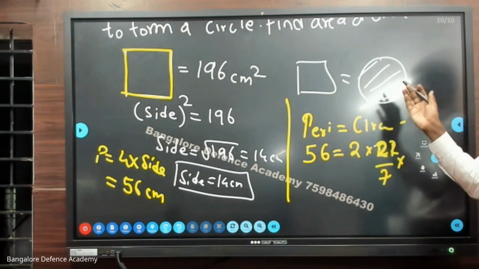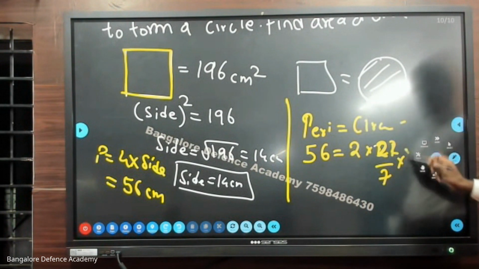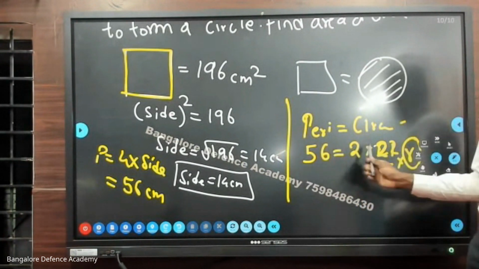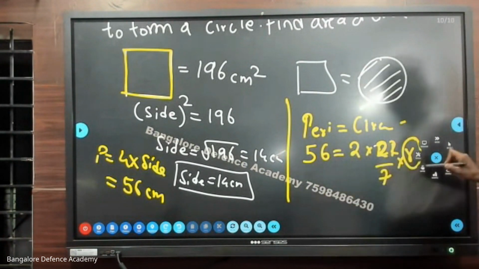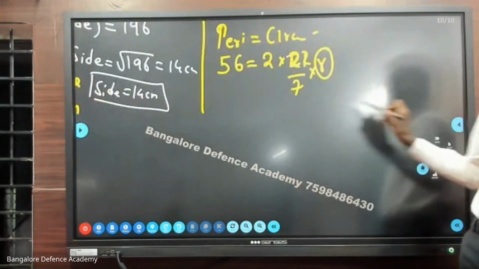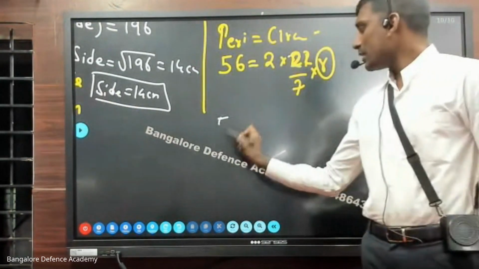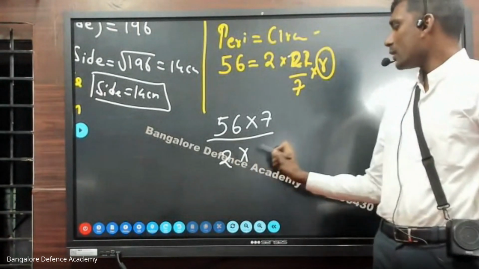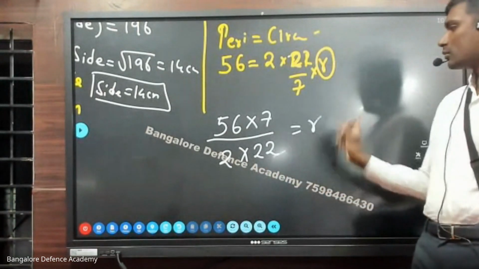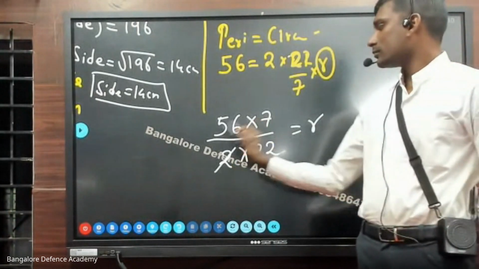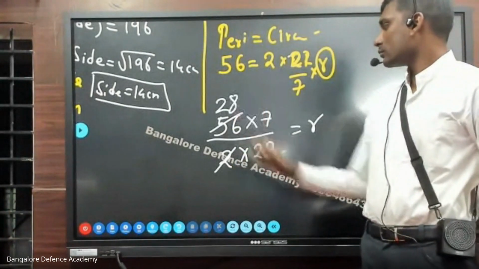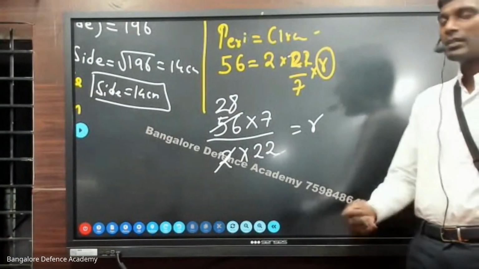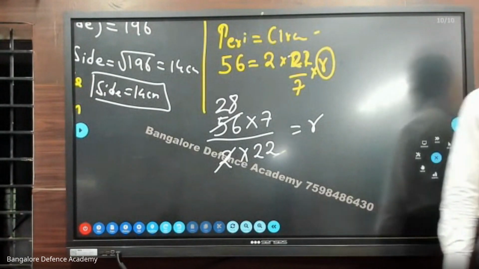Do you know the radius? No. So what is my target? To find the radius. Now just calculate this. Okay, now just calculate in your notebook and tell me only this value. Now this will be 56 into 7 divided by 2 into 22 is equal to radius. Find it out. Do you get it in points? Calculate, no problem. Calculate and tell me the radius.